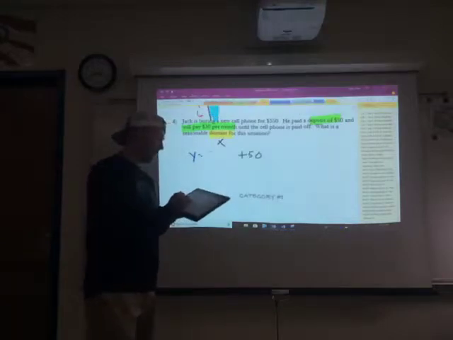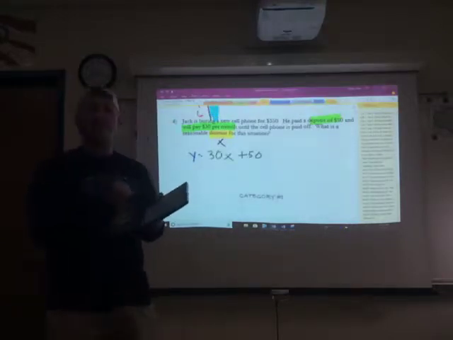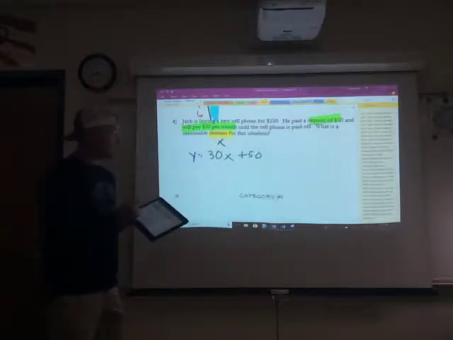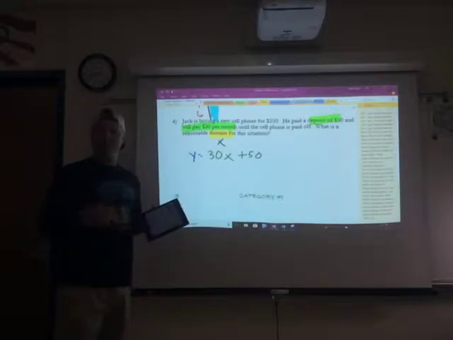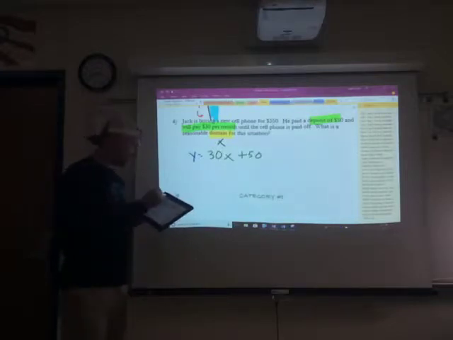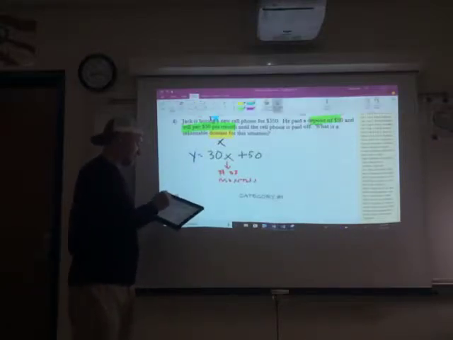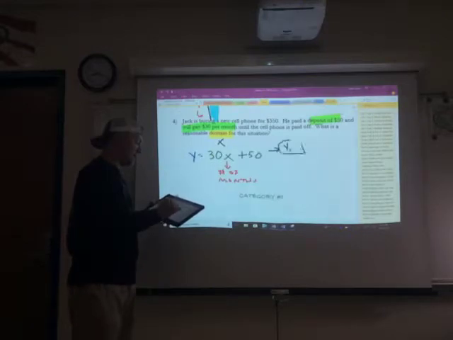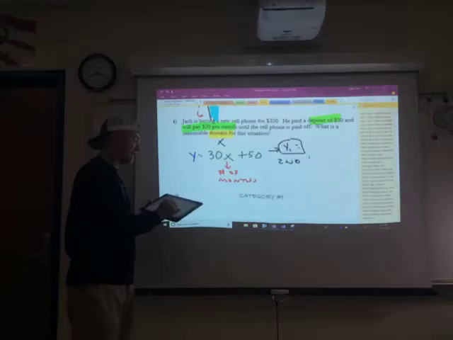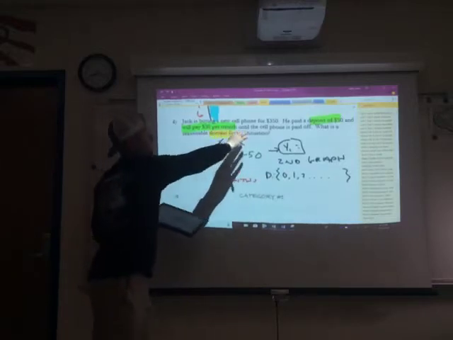So we know he's going to pay $30 per month, so we're going to multiply by x. So x is representing the number of months that he pays for the phone. So when it asks for the reasonable domain, I know I'm looking for number of months. So once again, I would enter this function into my y equals screen. I would then go to second graph, and I would list, starting with 0, the number of months it takes until he has paid the phone off of $350.